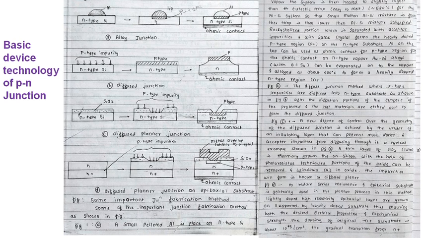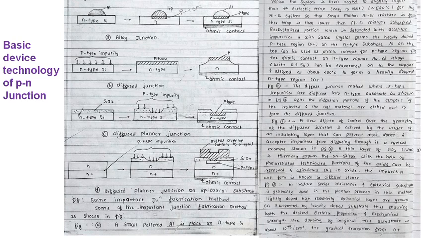Then basic device technology means how a PN junction is fabricated. There are mainly four steps: first the alloy junction, second the diffuse junction, then the diffuse planar junction, and fourth the diffuse planar junction on an epitaxial substrate, meaning the substrate on which you make your PN junction. In the first step, on n-type semiconductor you put pelleted aluminum under certain temperature conditions, then the Si alloy forms, and then the p-type semiconductor forms, so n-type and p-type with alloy are formed.